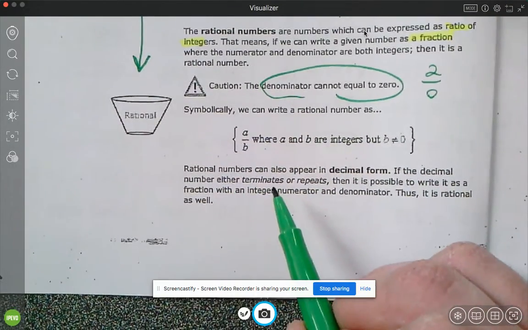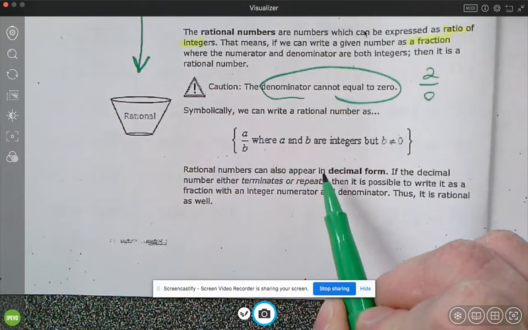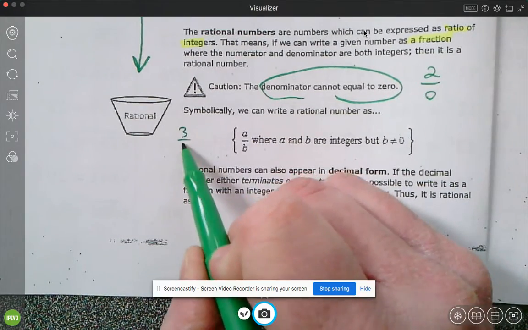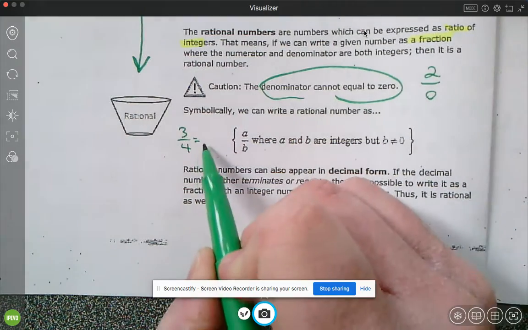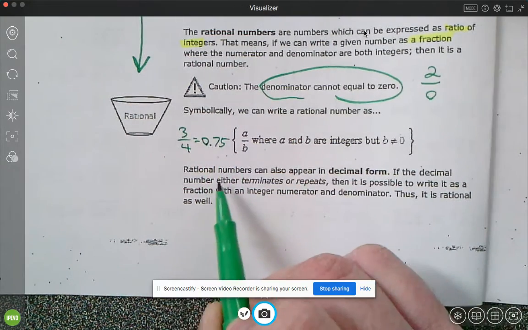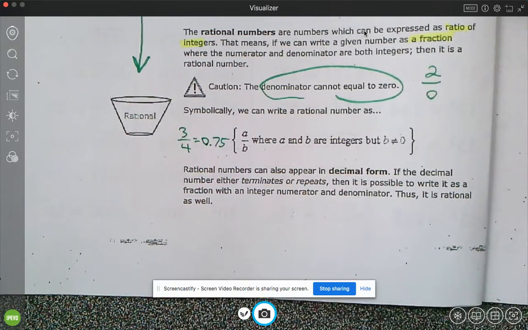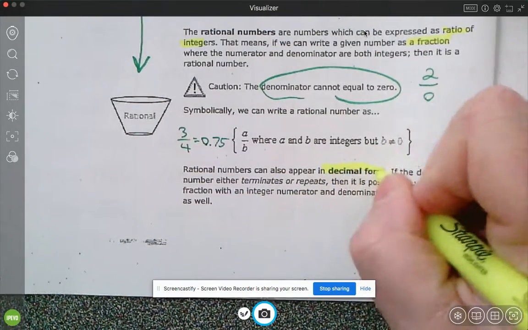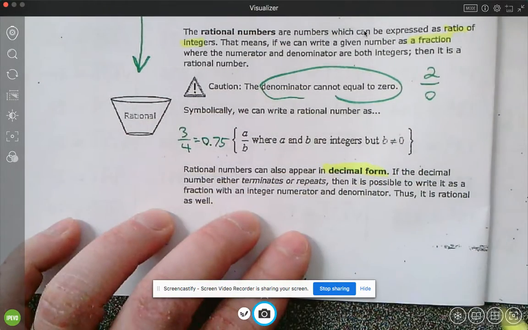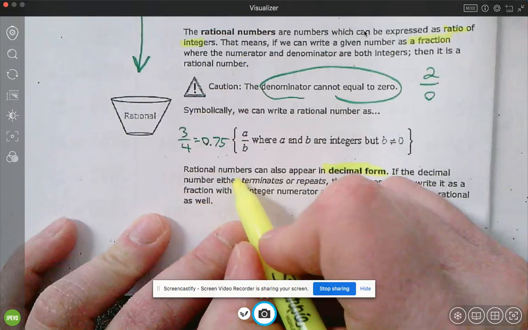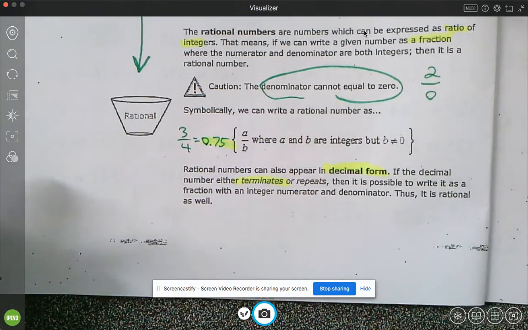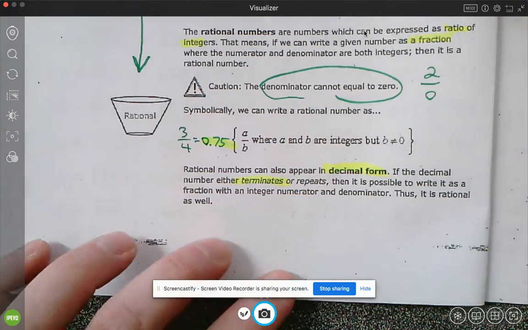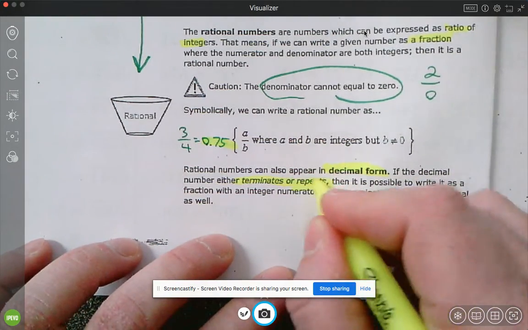Of course, what do fractions give you? Say I had 3/4. What does that also equal in a decimal? 0.75. So rational numbers can also appear in decimal form. The decimals, this is important. The decimals either terminate, which means end, like this one, or they can go on forever and ever with a pattern, meaning it repeats, but it has to have a pattern.